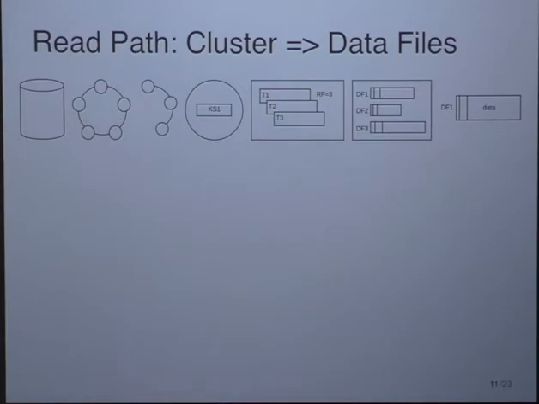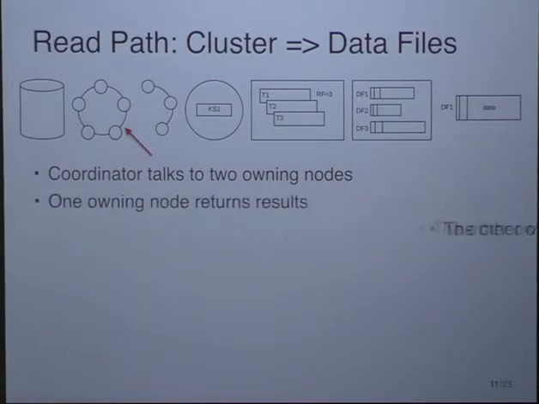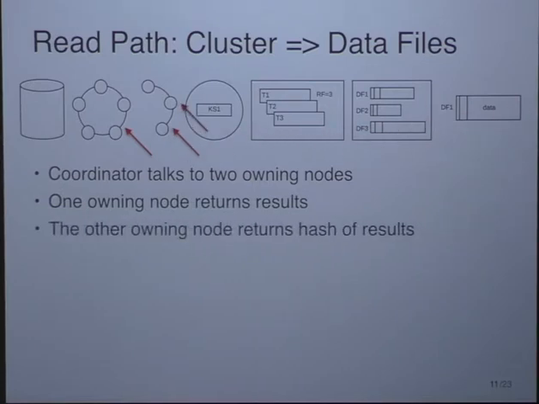And if it does, it basically gives up; it shuts the node down if it detects a failed disk. Okay, so the coordinator talks to two owning nodes, but do the two owning nodes do the same work? The answer is interesting. One of the owning nodes, the coordinator issues two different kinds of reads.